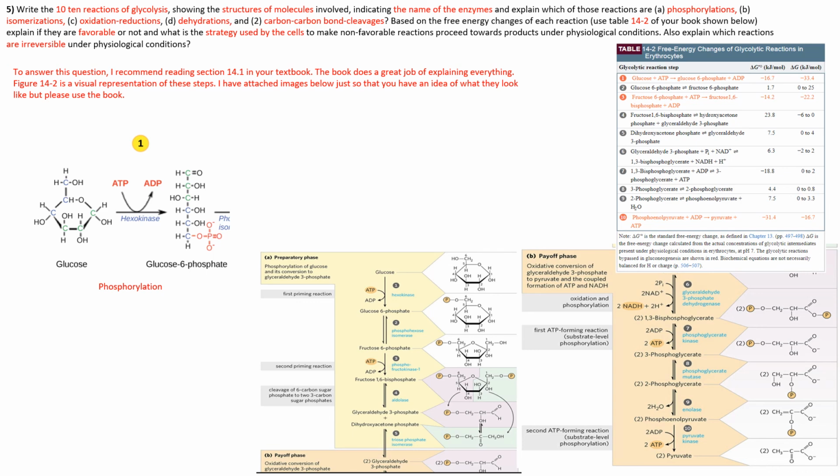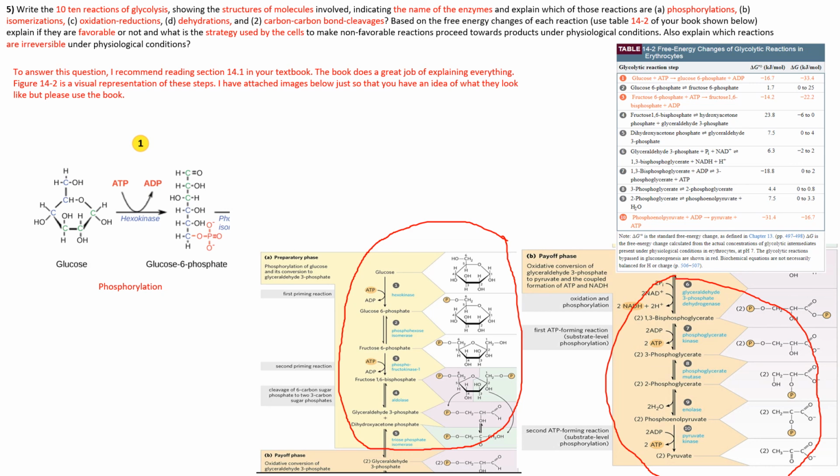In figure 14-2, you have a visual representation of the steps that you're supposed to be drawing. So here's the first 5, and then here is 6 through 10, so that you know what's happening. And then I also recommend that you read the pages that are associated with this figure. Again, they explain step by step what is going on, and I think it's only about 2 or 3 pages.